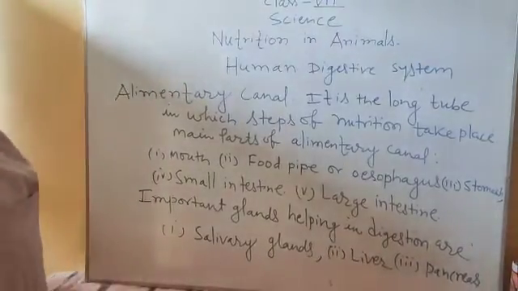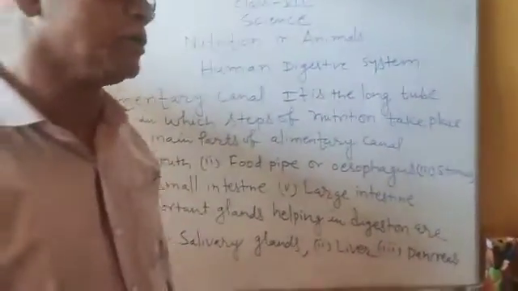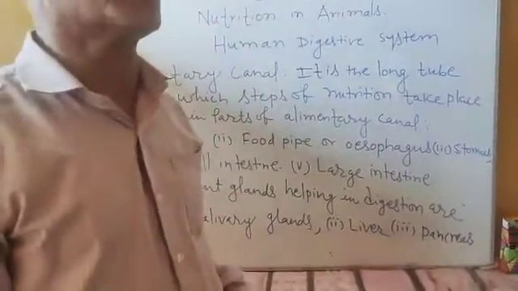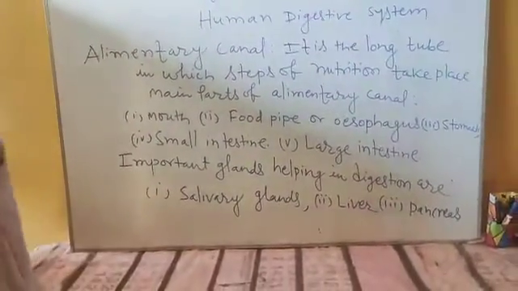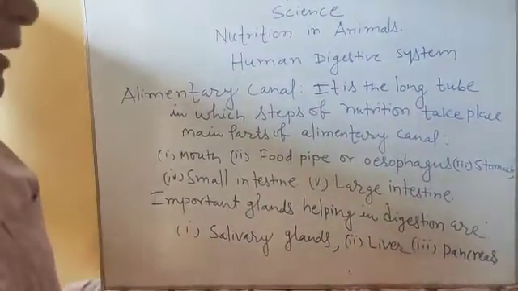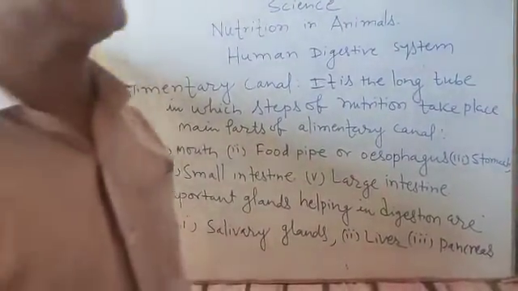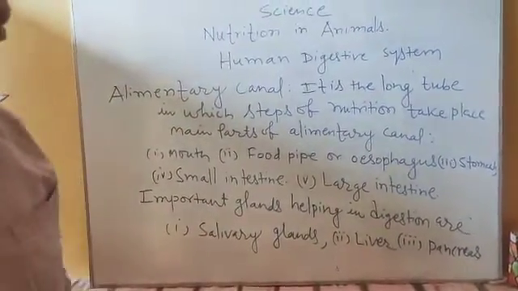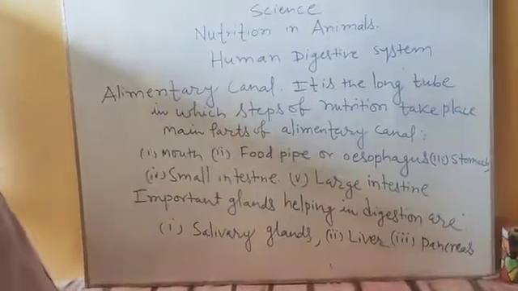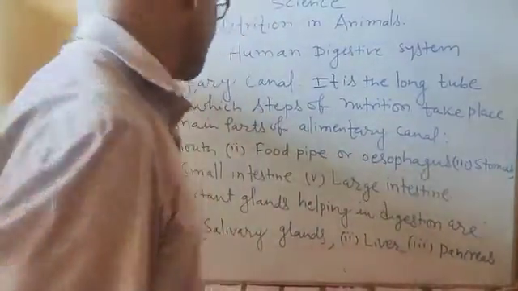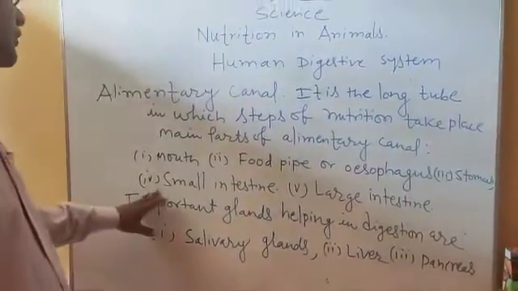In gastric juice, there is another enzyme called renin, which converts milk protein into casein. And it also contains a very important enzyme, that is lipase. Lipase converts fat into fatty acid and glycerol. Next, after digestion in the stomach, the food goes into the small intestine.